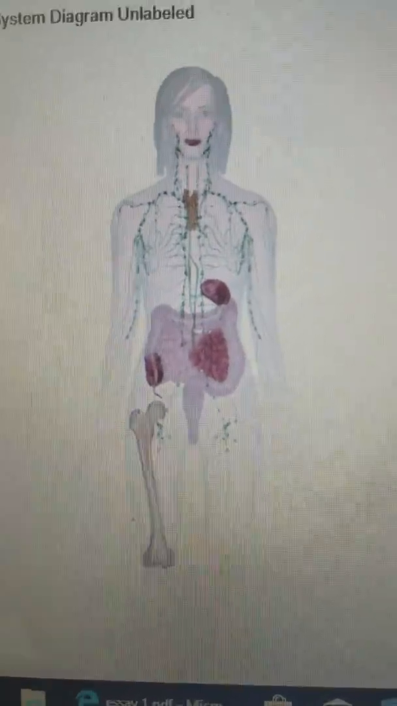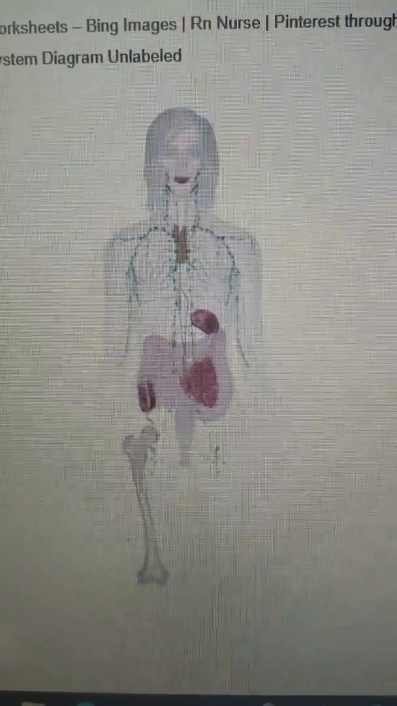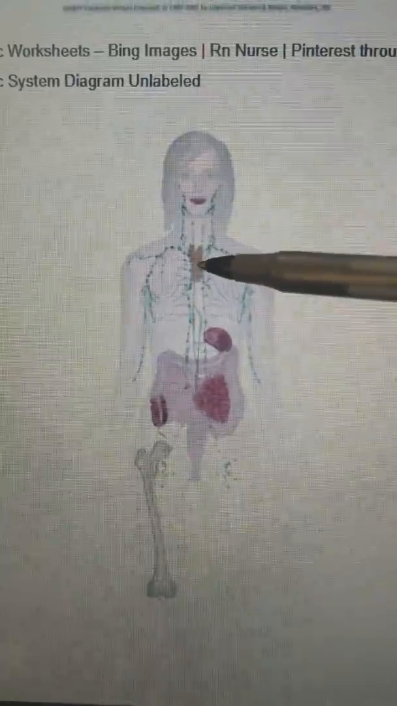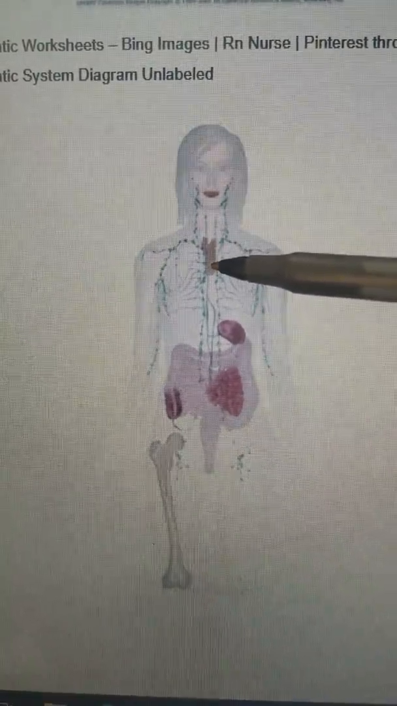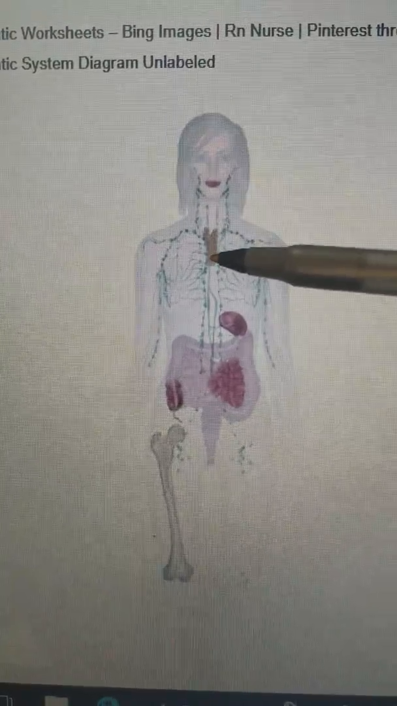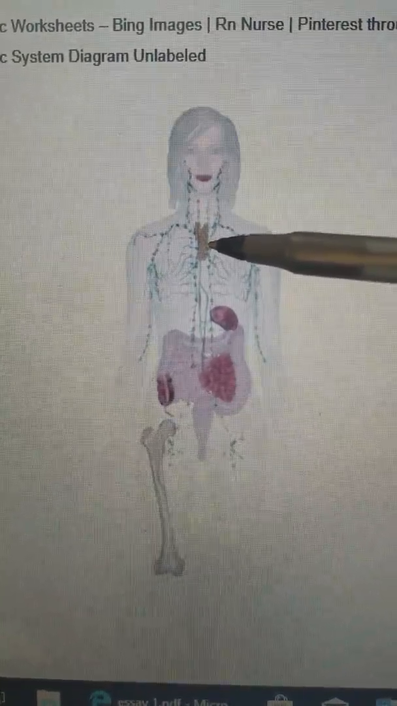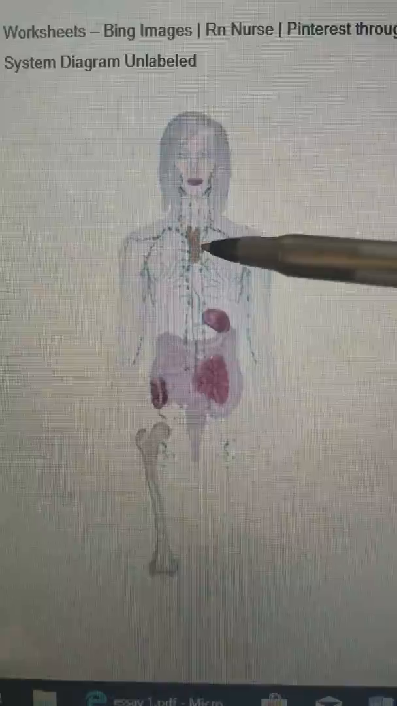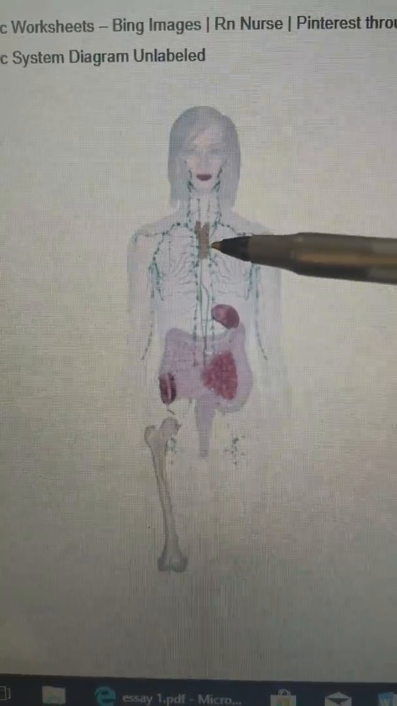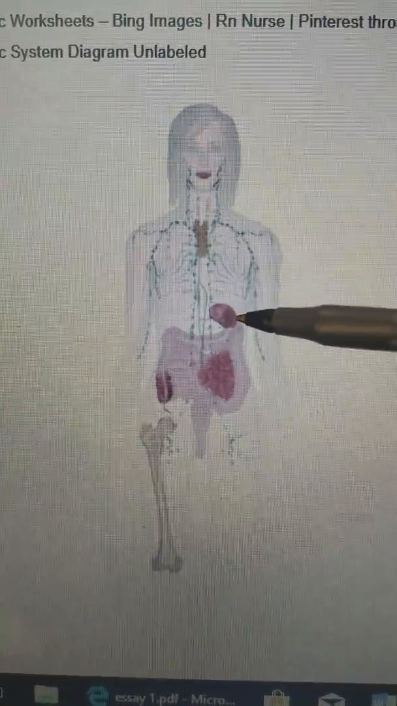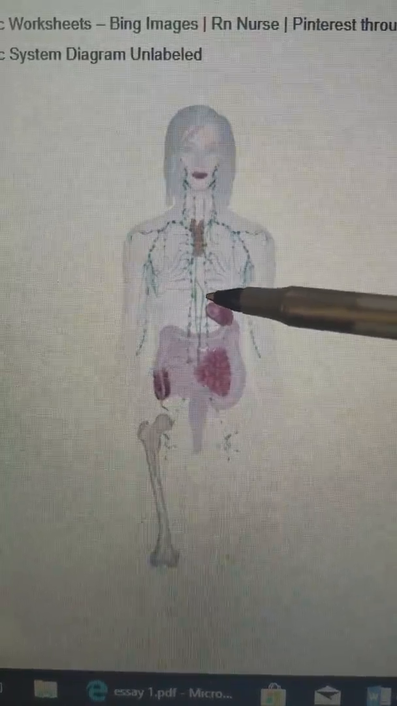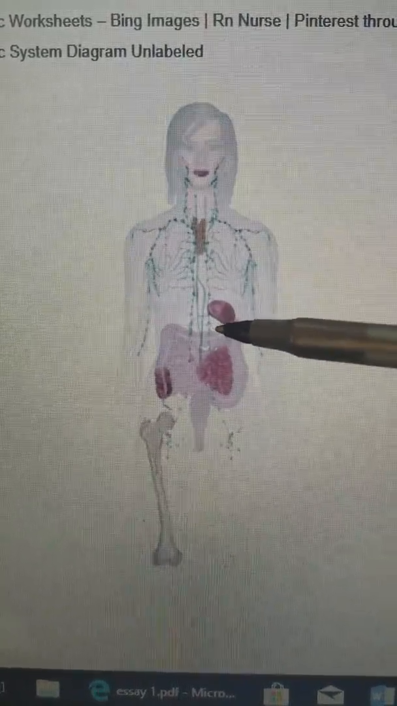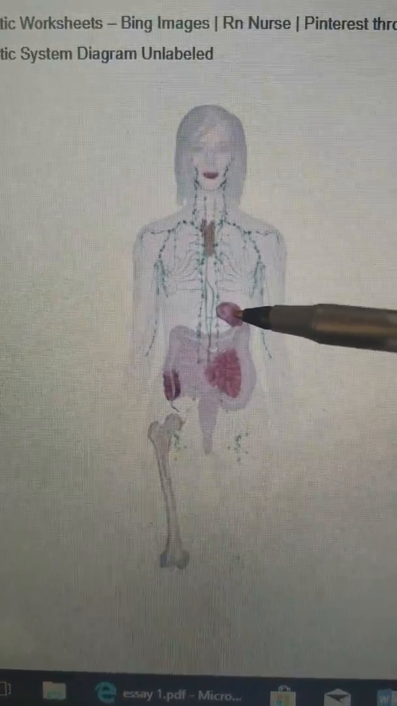First, we will be starting off with the thymus, which is right here in the midsection of the sternum, almost right up under the throat. This is the thymus area. Then next, we will be identifying the spleen, which is here. This is your spleen. The spleen normally sits on top of your stomach. The stomach will usually be right here, but this is the spleen.